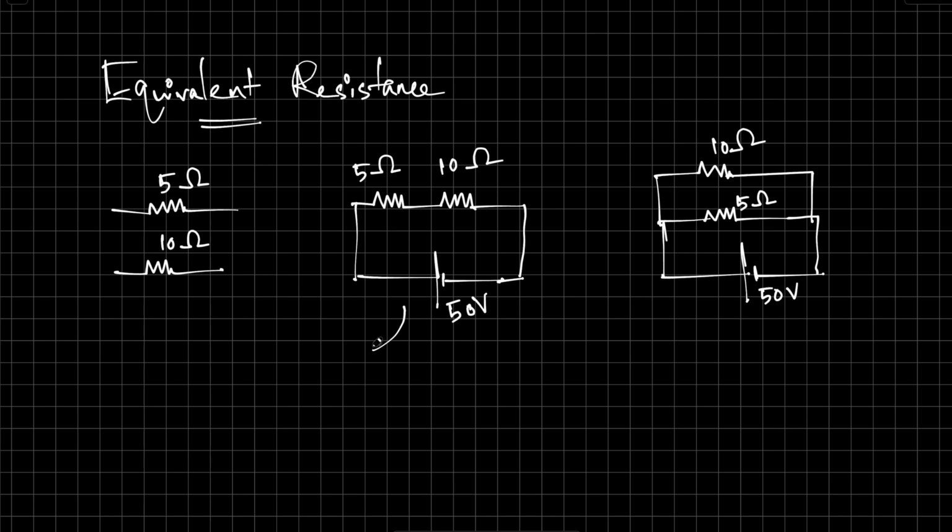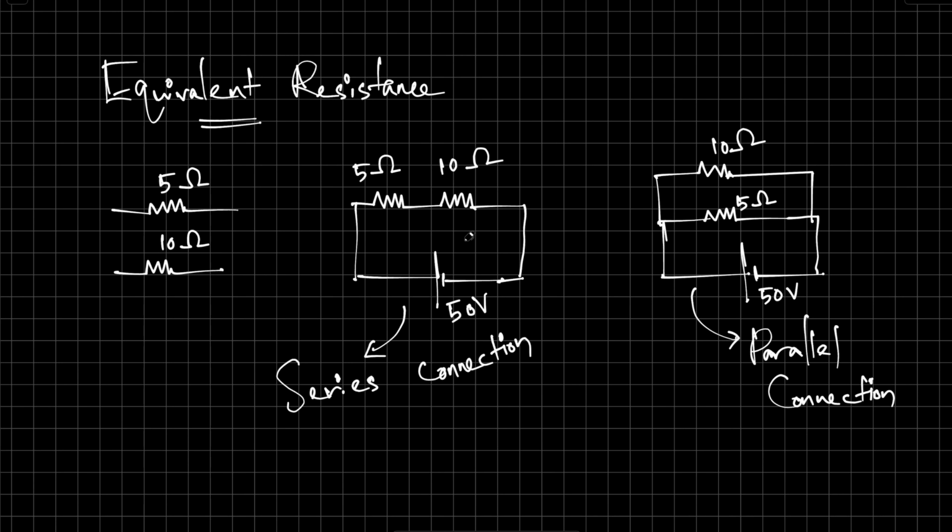Okay, this type of connection is called a series connection. And this type of connection is called parallel connection. All the components are the same, just the type of connection is different. But if you're finding the value of the current flowing through the circuit, you'll get different values.